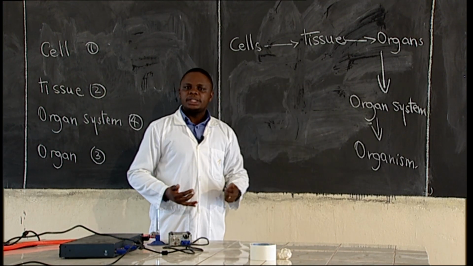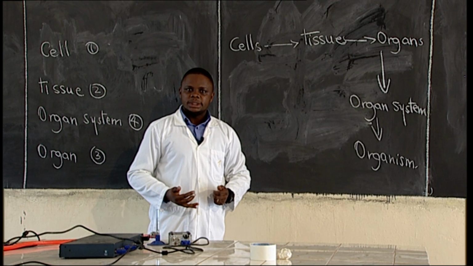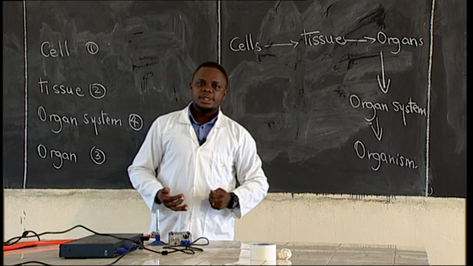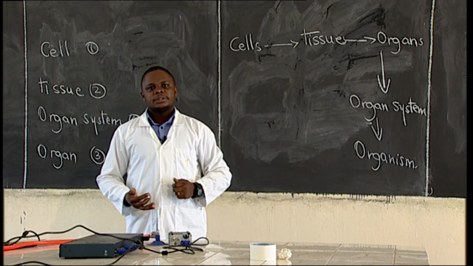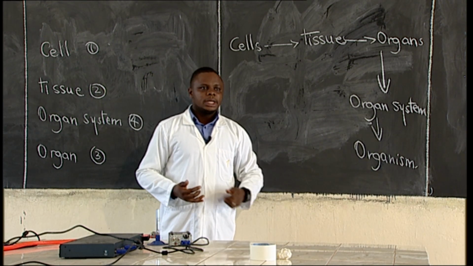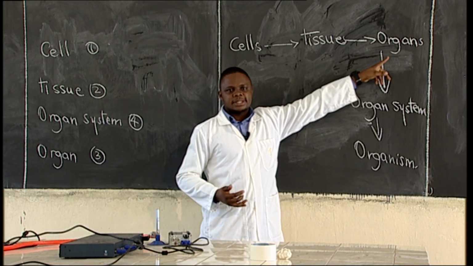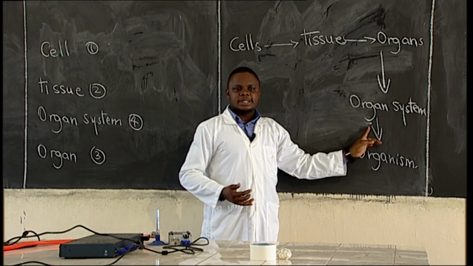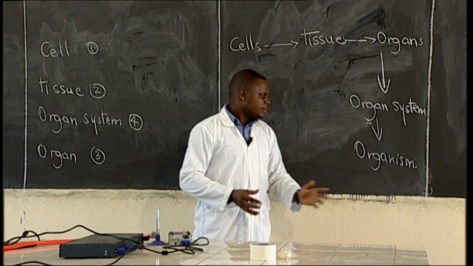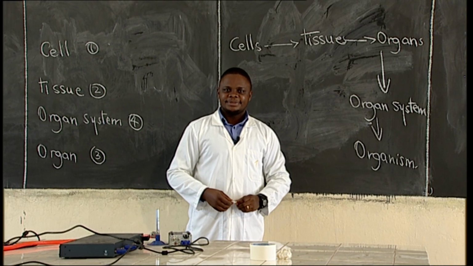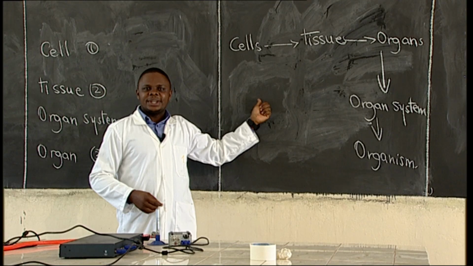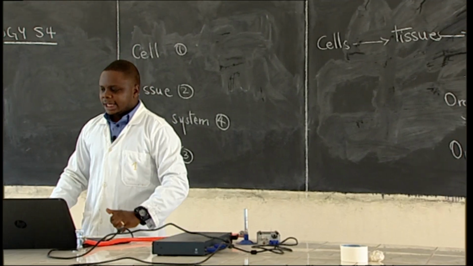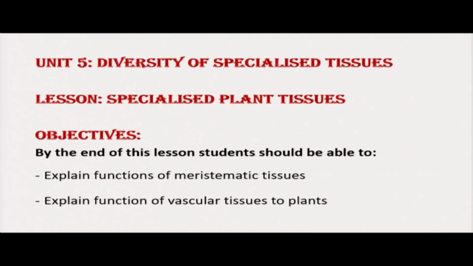Here we have different tissues in our body. Let us say we have blood tissues, we have nerve tissues, and so on. Then from tissues we have organs. Many organs combine together to make organ system, and different organ systems make the entire organism. So is this clear to everyone? Excellent.